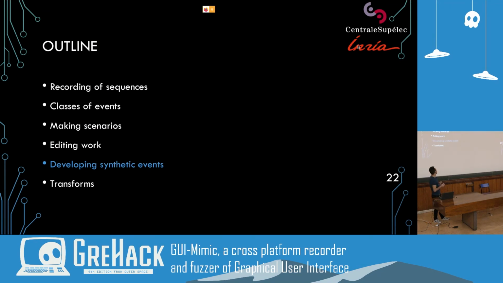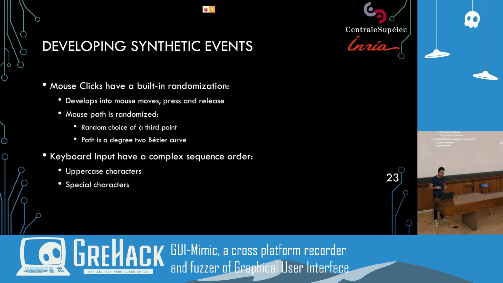Now I'm going to talk a bit about these synthetic events, as developing them offers some opportunities. First of all, about the mouse click events: when you click on a certain position, they develop back into the way they were before, which means a sequence of infinitesimal mouse moves, then a mouse press and mouse release as many times as needed if you want to do a double click or more. But the path is not saved in the synthetic event, so we have to create it. And this is a good fuzzing opportunity.